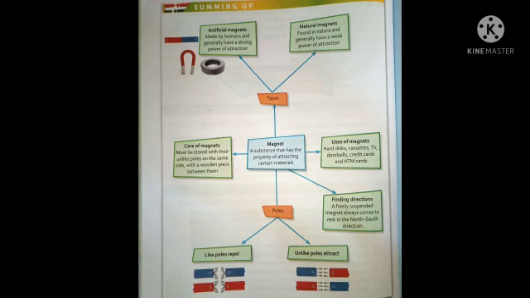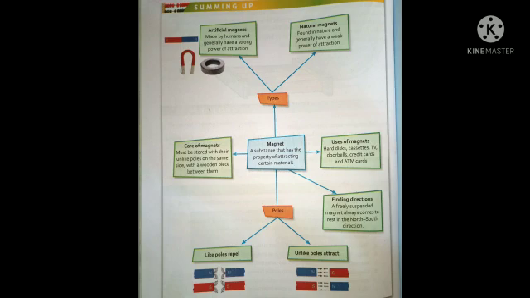Like poles, which means north-north or south-south, repel each other, while unlike poles, which means north-south or south-north, attract each other. Magnets are also used in finding directions. Because it has a property that when it is freely suspended, it comes to rest in the north-south direction of the earth. This is why it is used in finding directions, and the device used to find direction is known as a magnetic compass or simply a compass.